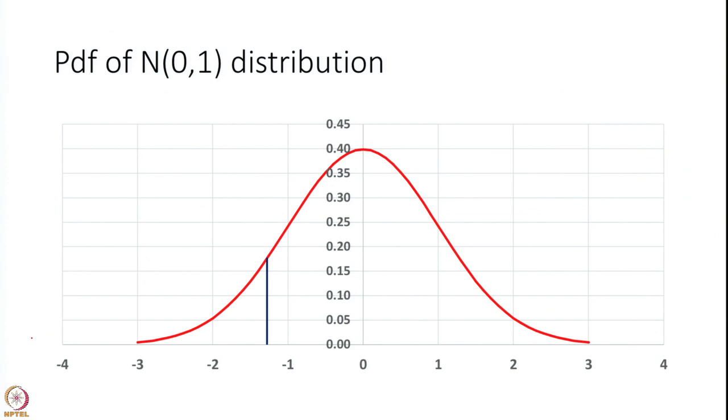So let us look at here. Here I have a standard normal distribution plotted. This is the standard normal distribution, the red line, and this is the minus 1.33 value, as z is going to be less than or equal to that. So we are looking for this probability. The question is, how much is this?